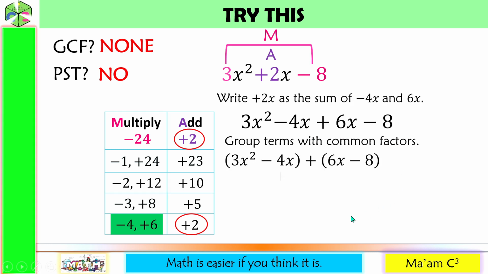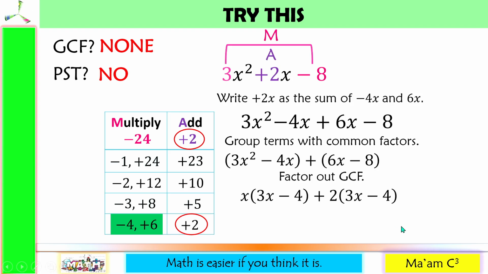I'll factor out the GCF. 3x squared and 4x, I could factor out x. 3x squared divided by x is 3x. Negative 4x divided by x is negative 4. For this one, I could factor out positive 2. 6x divided by 2 is 3x. Negative 8 divided by 2 is negative 4.